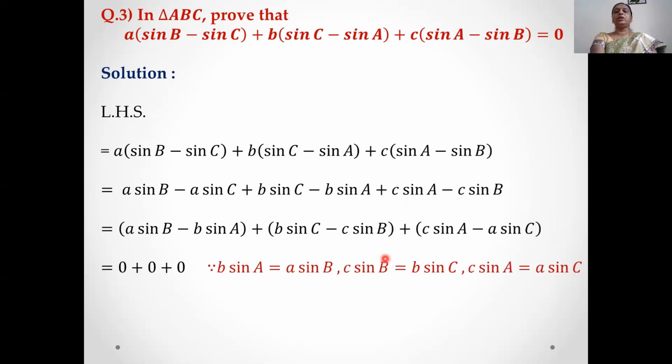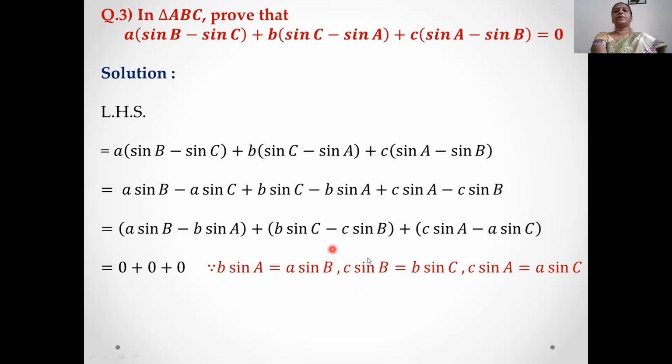Now you know the different forms of the sine rule. From those different forms of the sine rule, you take the formula b sin A is equal to a sin B, c sin B is equal to b sin C, and c sin A is equal to a sin C. Now, if b sin A is equal to a sin B, then this term will be 0 because b sin A and a sin B are equal. If we take their difference, then this is 0.